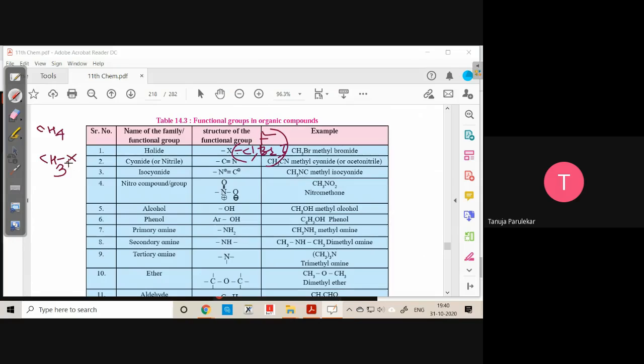So here I have put X. Here you are putting CH3Br. So X is now Br. So it is methyl bromide. जर तुम्ही IUPAC name बघायला गेलात तर it is bromomethane. We'll talk about that later as we go on further. So this becomes a halogen series.